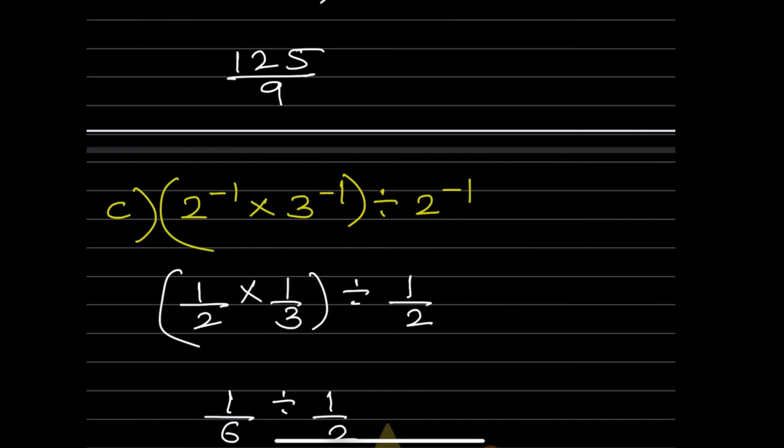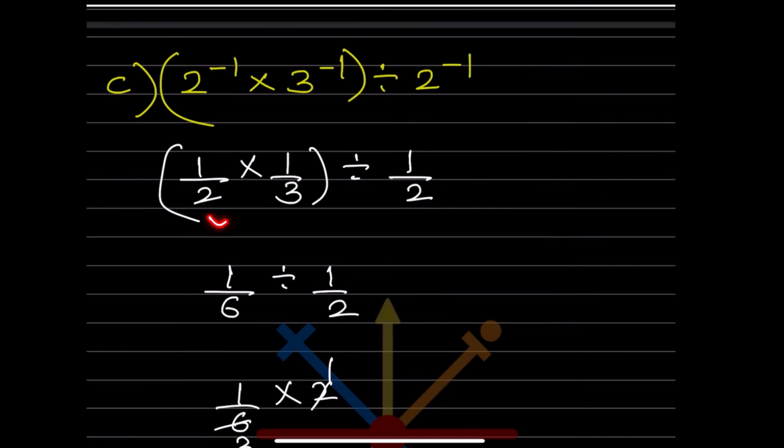Now let us do this one, 2 raised to minus 1. So this is negative, so this is going to be the reciprocal, 1 by 2. Negative, so 3 is going to be the reciprocal, that is going to be 1 by 3. This division as it is. So negative, so it is going to be 1 by 2.